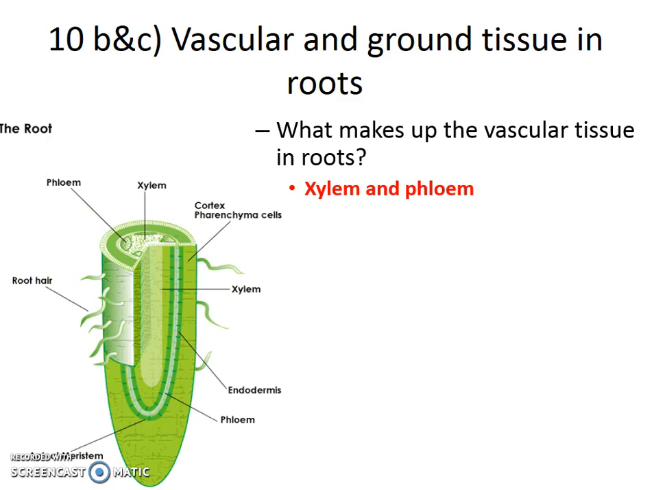That xylem and phloem is in the very, very center of the roots, and it helps transport the water and nutrients, not that they absorb, but that the root hairs, the dermal tissue, absorbs.